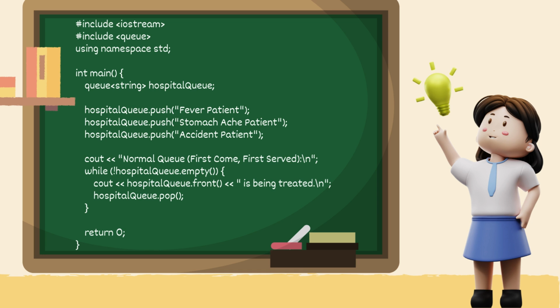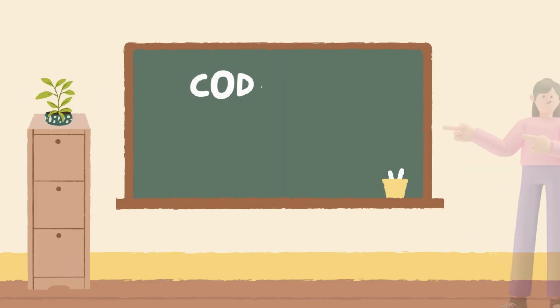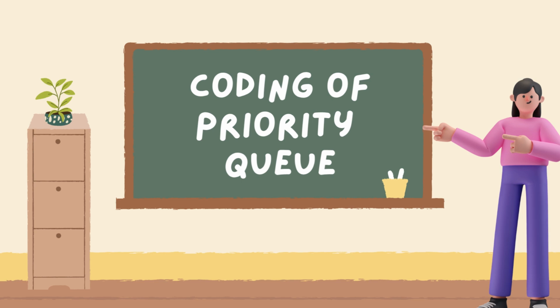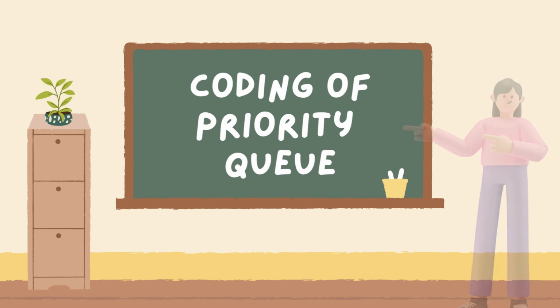So the output will be normal queue, first come, first served. Fever patient is being treated. Stomach ache patient is being treated. Accident patient is being treated. This shows how a normal queue works in real life. Whoever comes first gets treated first, no matter how serious their condition is. Next, we'll learn how a priority queue can change this order by treating the most urgent cases first.